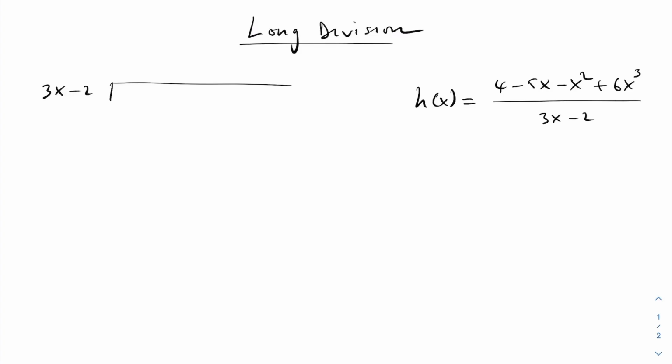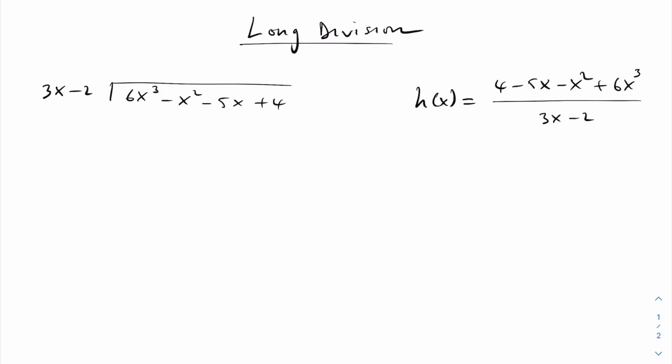And notice that our dividend here is given not in the order of highest degree to lowest degree, but when we write it under the division sign here, we're going to have to put it in order to go on to the long division. So I'm going to write it here as 6x cubed minus x squared minus 5x plus 4. And so then I can go ahead and start my long division process.